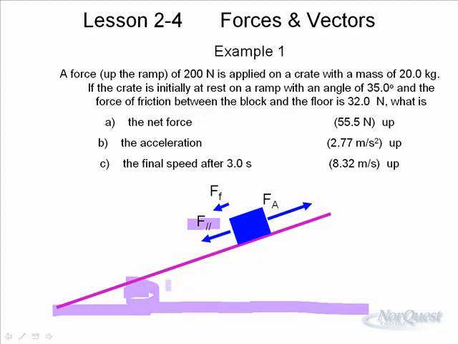And if this is an angle of 35, then what you can do is find the parallel component of gravity, and we'll show you how to do that on the next slide. Now, once you know what the parallel force is, then of course you know that the applied force is 200. And of course you also know that the frictional force is 32.